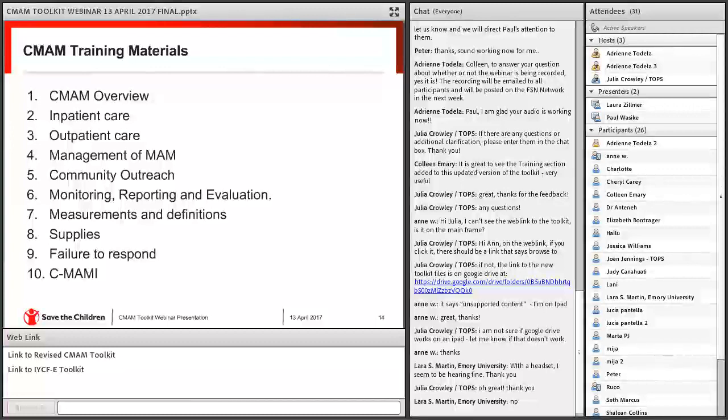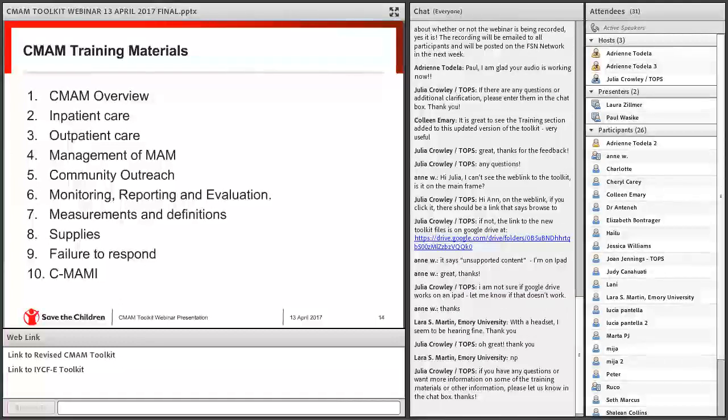Then we have a community outreach component, which is not part of the previous version of the toolkit. And in this, it's largely around documents that are available out there to guide community outreach, some of the checklists that someone needs, who we need to reach out to when we get on the ground, how to monitor community outreach, for example, and a few other very important aspects. And the linkage, of course, that community outreach provides between the different components of CMAM. And then the other bit is monitoring, reporting, and evaluation.